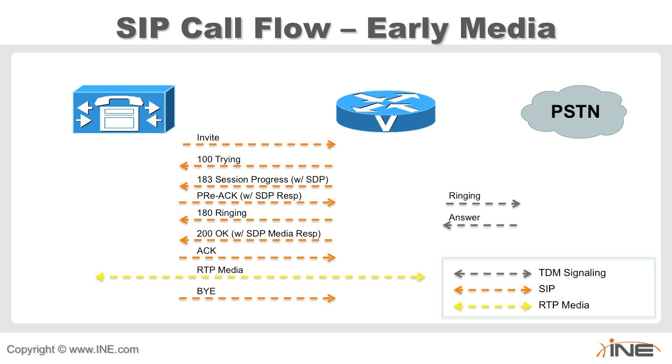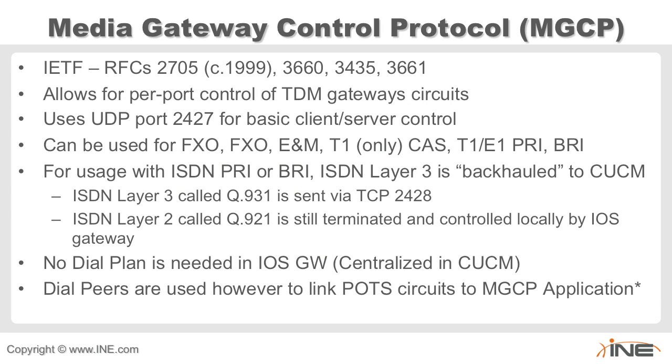Okay? So that is, and then the bye and the okay. So that's early media. So let's finally look at Media Gateway Control Protocol. And again, circa 1999, there's the RFCs if you care to look them up. 3660, 3435, and 3661 are the primaries.